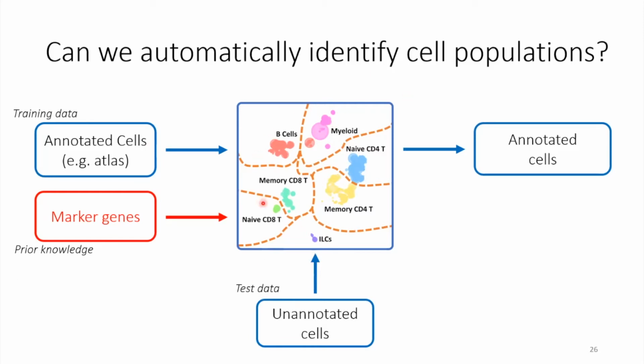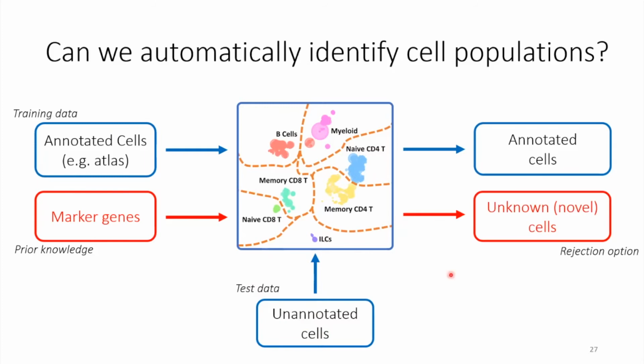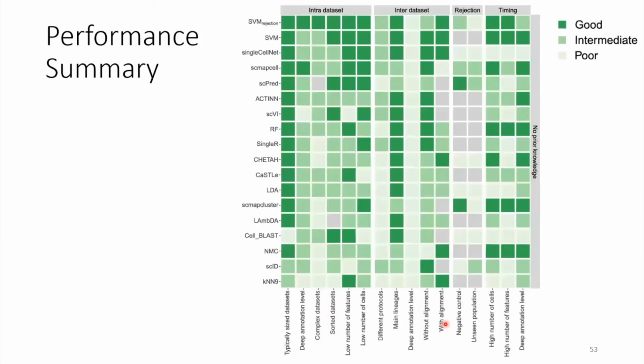You train your classifier. Once you get new test data, an unannotated data set, you run it through the classifier, and that will give you the labels. Some classifiers will also give you an ambiguous label, like an unknown, like I have never seen this cell before, so it might be something new or noisy, or I don't know what it is. We'll talk more about this. This is called a rejection option.